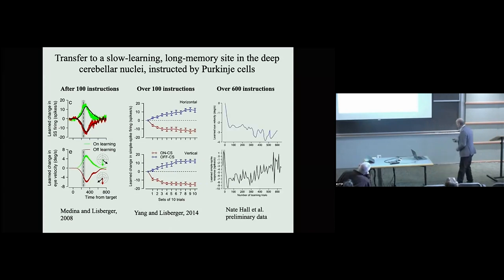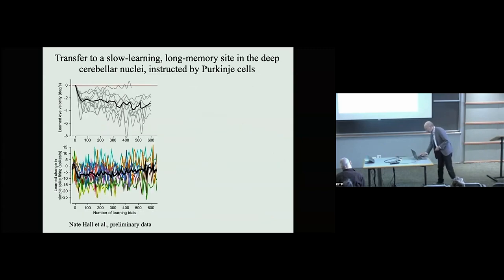And so what Nate Hall discovered is that if you go out past 100 trials to 600 trials, and this is pressing your luck when you're recording from Purkinje cells, 35 millimeters deep in the brain of a monkey, and so the number of cells isn't huge, but what he found was that learning continues to increase, but the Purkinje cell learned response peaks at around 100 trials, and then it starts to just go away. So this is an awkward situation if we think this is the site of behavioral learning, because we're getting more learning, but we're losing the neural correlate.